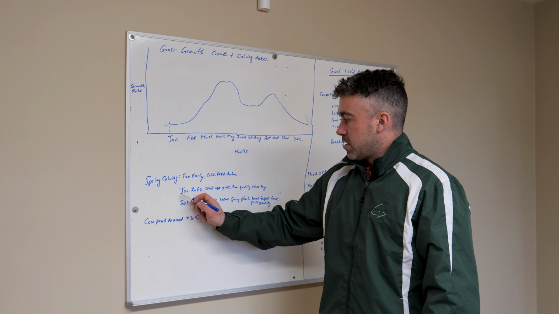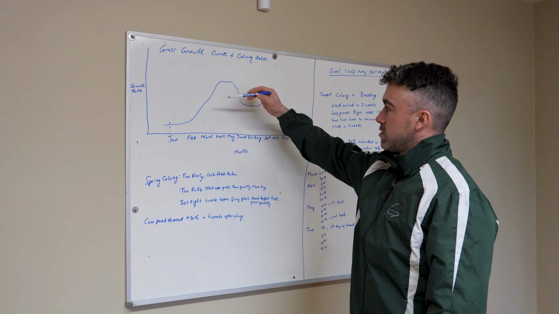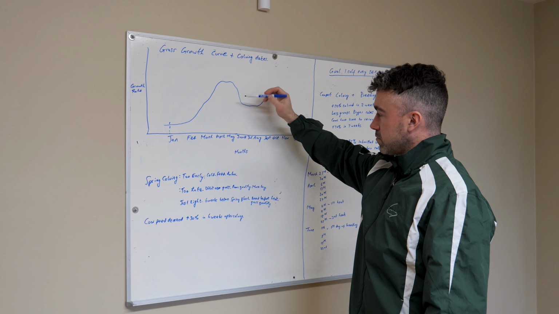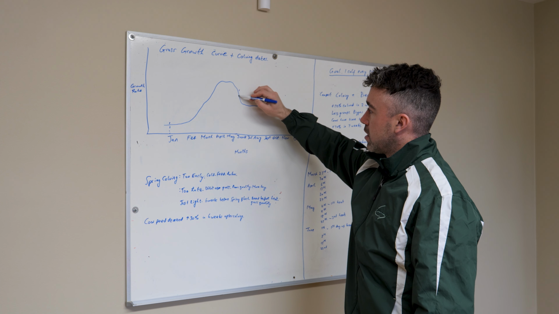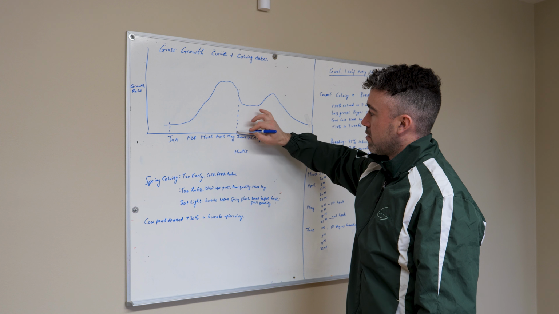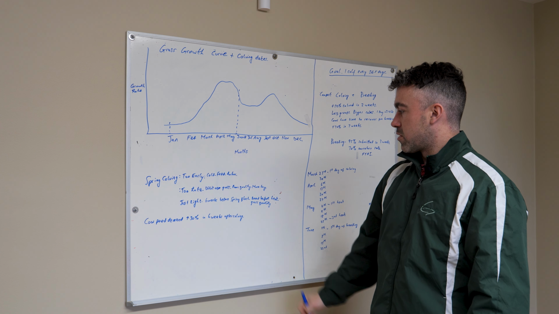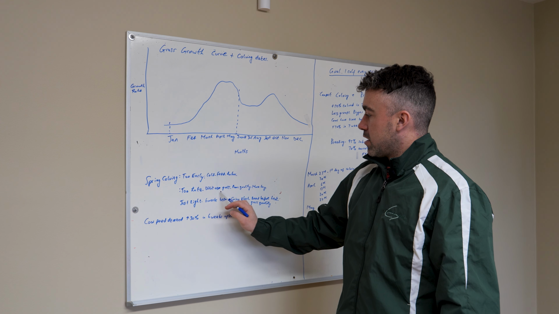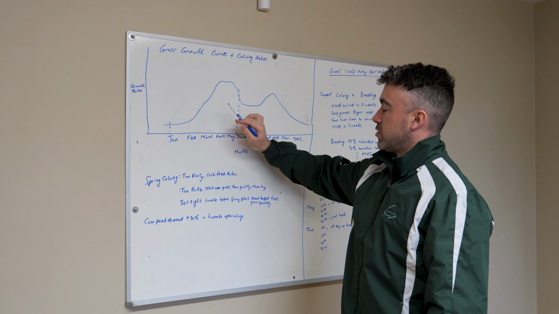Another possibility of setting up our calving dates is to calve too late. So in a spring calving situation, calving too late would be say in around here. So if we started around late May, early June, this isn't ideal for a couple of reasons. The main reason is we didn't use our spring growth flush.